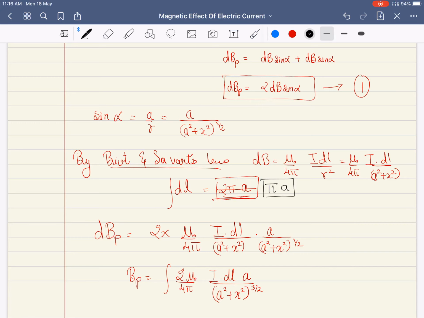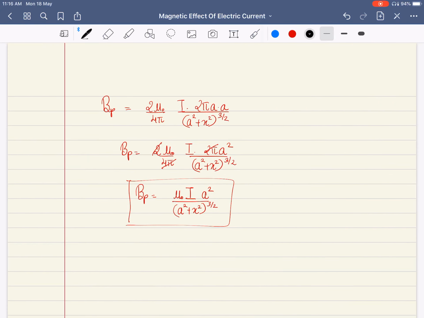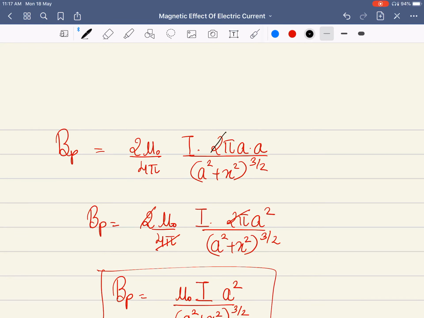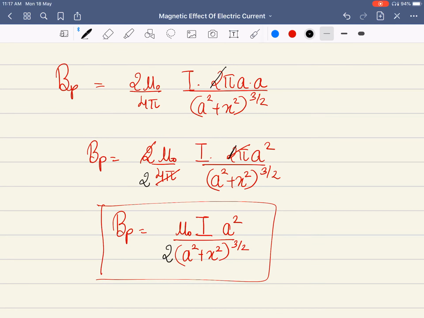So when you do the integration, you will not integrate it for the total length, you are going to integrate only for half length, that is from 0 to pi. So the length of the semicircle is pi a. For this we write pi, so you will not write 2. And if you don't write 2, then 2 pi a upon 4 pi becomes 2. So this is the final formula, that is mu naught I a square upon 2 times a square plus x square the whole raised to 3 by 2. Getting it clearly?